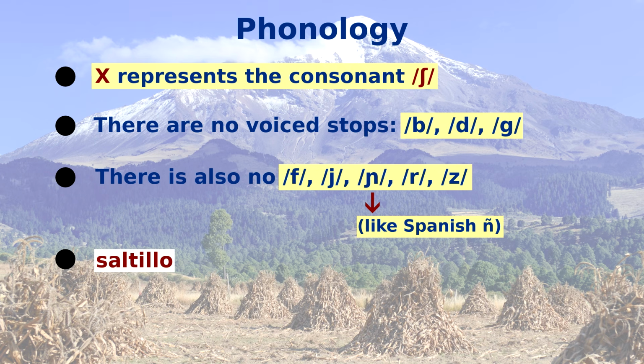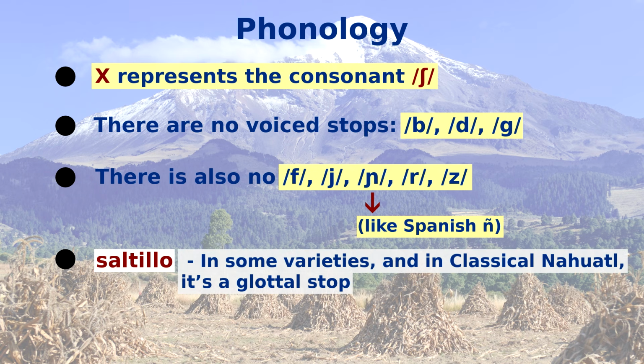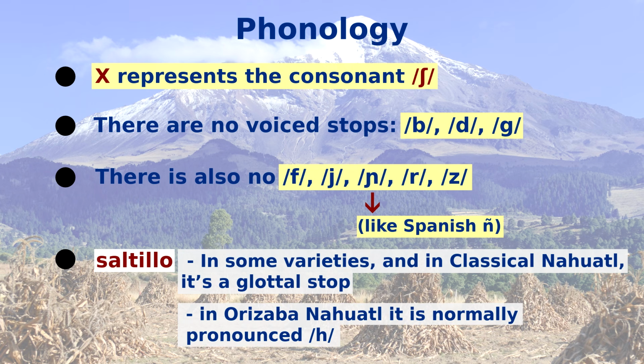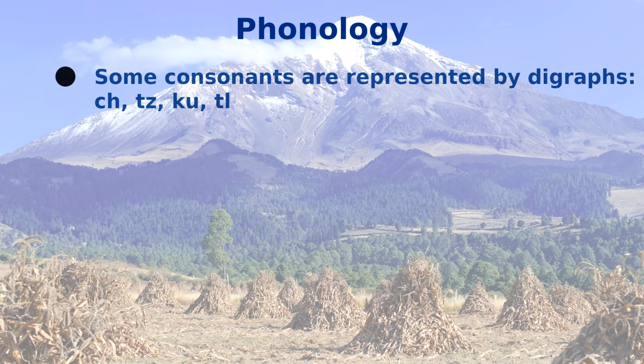Nahuatl has a consonant called saltillo, which comes after vowels at the ends of words, for instance. In some varieties, and in classical Nahuatl, it's a glottal stop, but in Orizaba Nahuatl, it's normally pronounced h. Some consonants are represented by digraphs: ch, ts, qu, and tl, which you're familiar with by now.